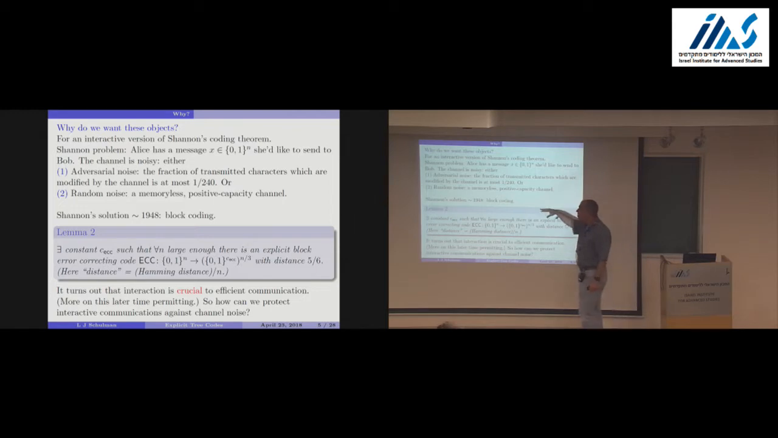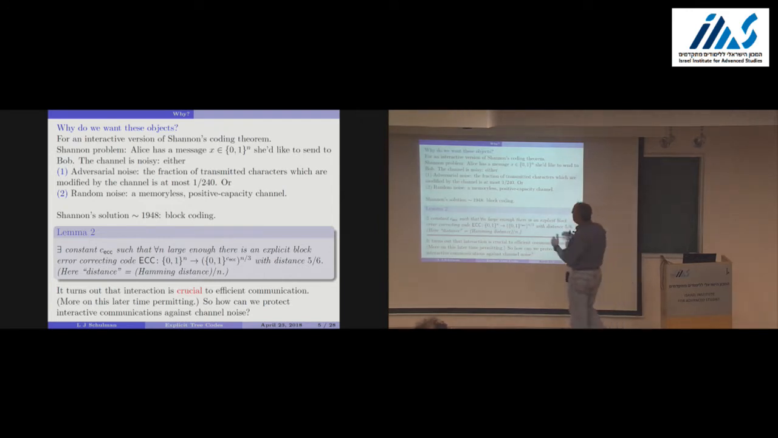So that's one model for noise. That's the adversarial model. There's a random model for noise, which is every bit gets flipped with some probability p bounded away from a half. So there's two different standard noise models. There's some others, but Shannon in 1948 essentially invented the notion of error correcting codes, or what I'll be calling block codes.